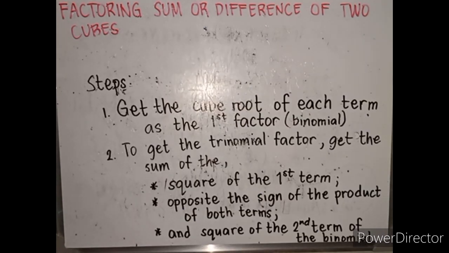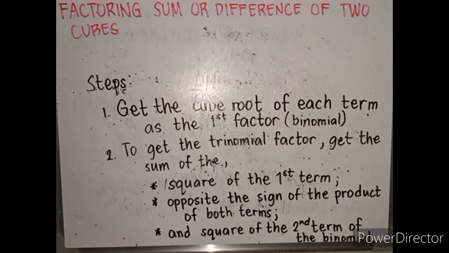Okay, so here are the steps on how to factor sum or difference of two cubes. The first one is to get the cube root of each term as the first factor. That first factor is a binomial. So, kailangan makuha muna natin yung binomial factor. And from that binomial factor, kukuha tayo ng trinomial factor.